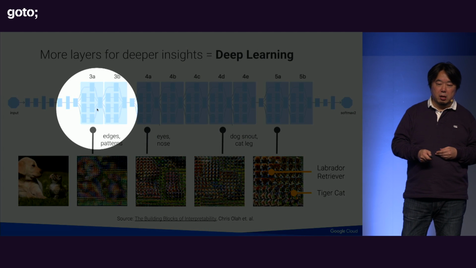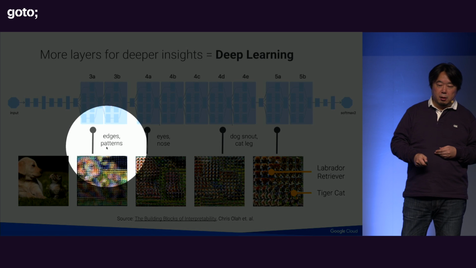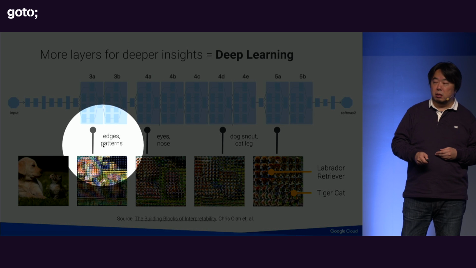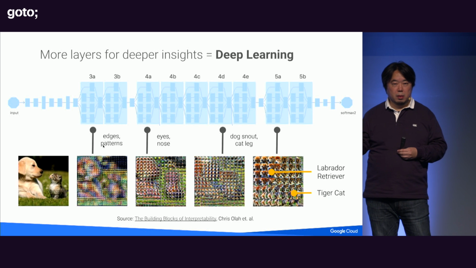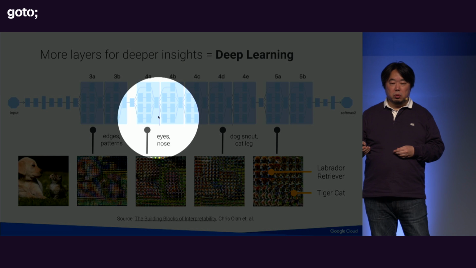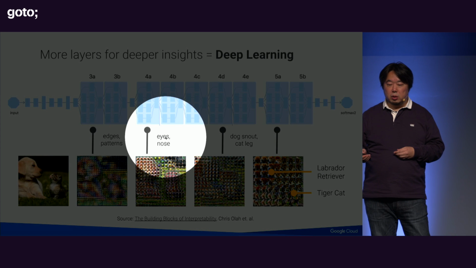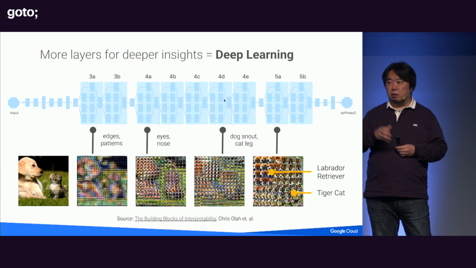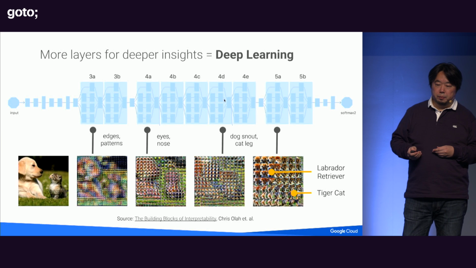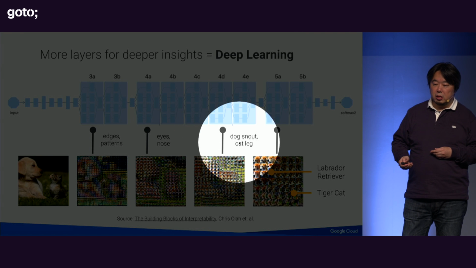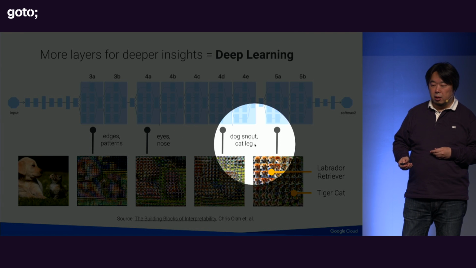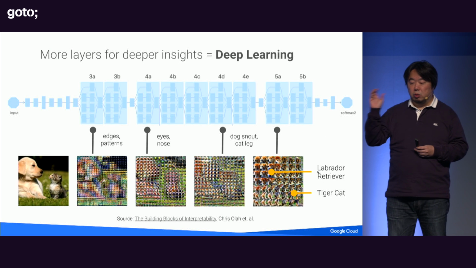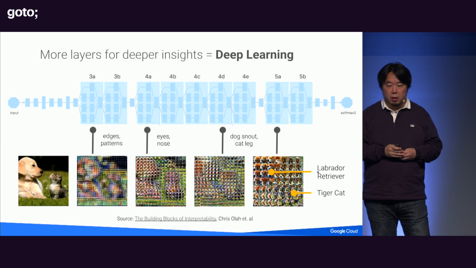For example, in the lower layers, the neurons are trained to recognize the edges or patterns of the objects in images. And neurons in the middle layer can recognize the animal's eyes or nose. The neurons in the higher layer can get much, much smarter to recognize a dog's snout or cat leg. And eventually, there are neurons that can recognize a Labrador retriever or tiger cat.